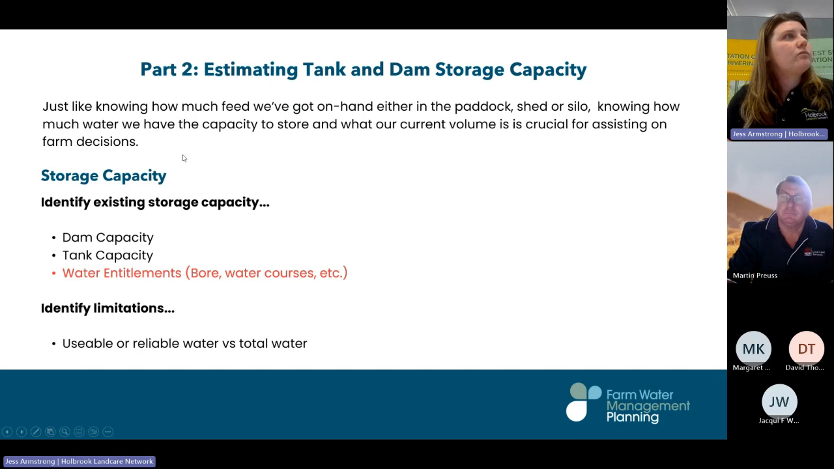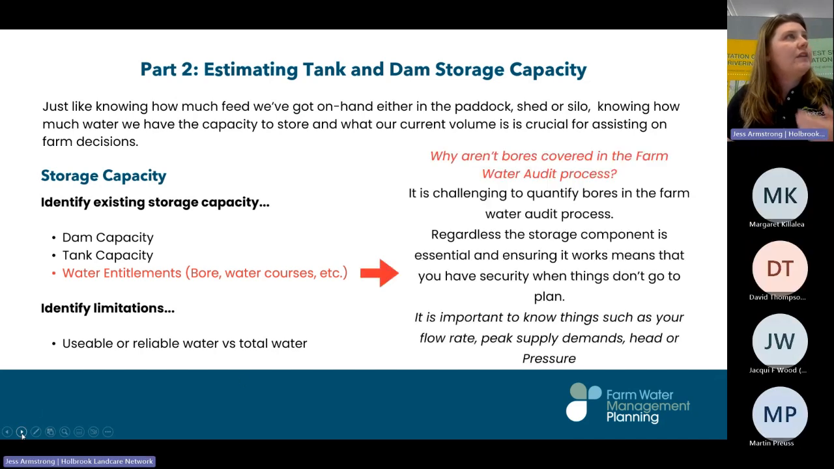Just to touch, of course, on the entitlements part, and this is just my throw in. The reason bores aren't included in particular in this farm water audit series is because it's challenging to quantify what bores contribute to the farm water audit process. Regardless, the storage component that we're looking at is a non-negotiable. It's essential, regardless of if you have bores or not. It's how we ensure that we've got enough water on hand.